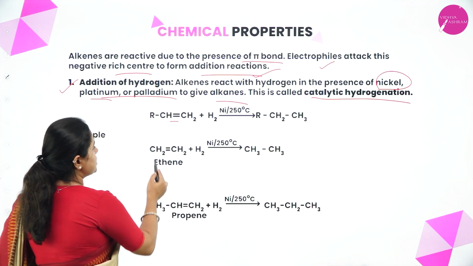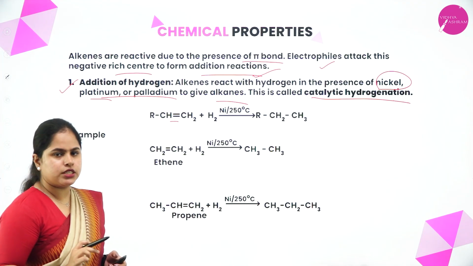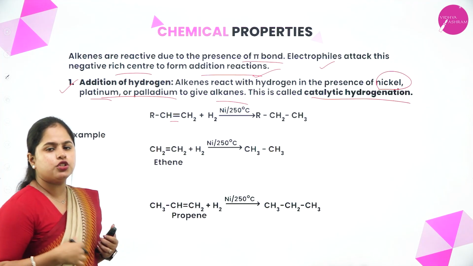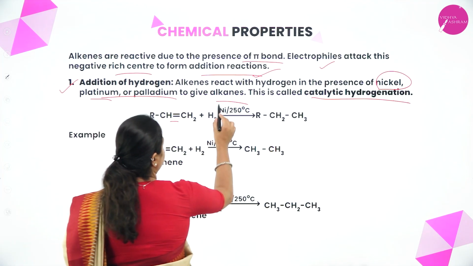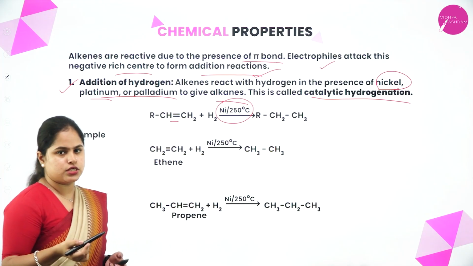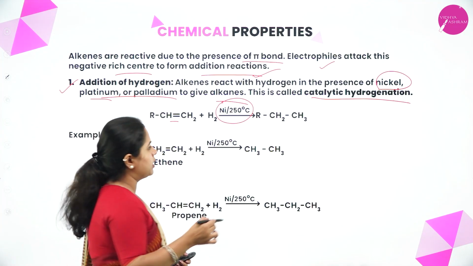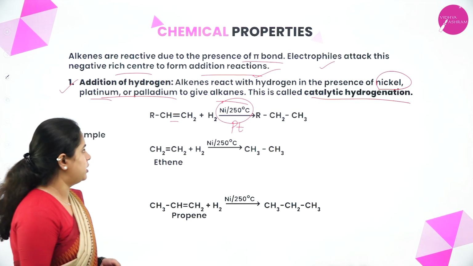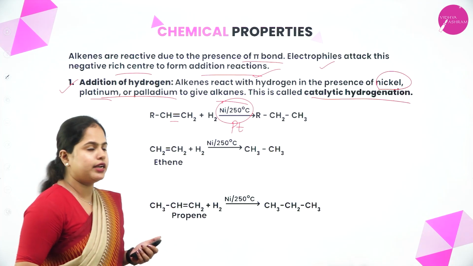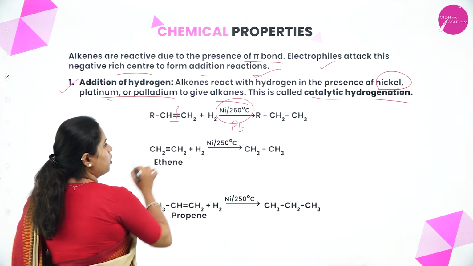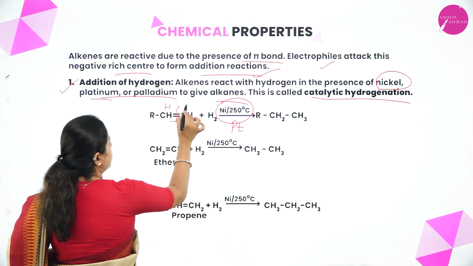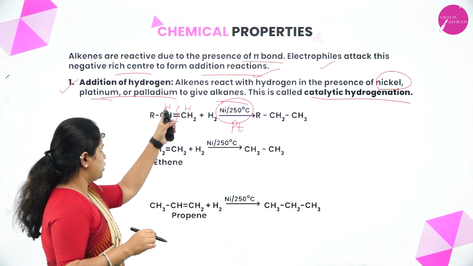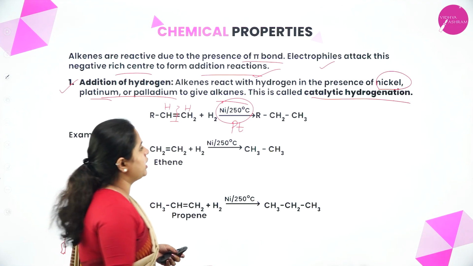As you can see here, a common general representation is given of an alkene RCH=CH2, to which you are going to add hydrogen in the presence of nickel at 250 degrees Celsius. If you are using platinum or palladium here, you can just write Pt or Pd. No need to represent the temperature there. So, what happens here? We are adding hydrogen. This double bond breaks. One hydrogen will be added here, one hydrogen will be added here. So, you will get RCH2-CH3.